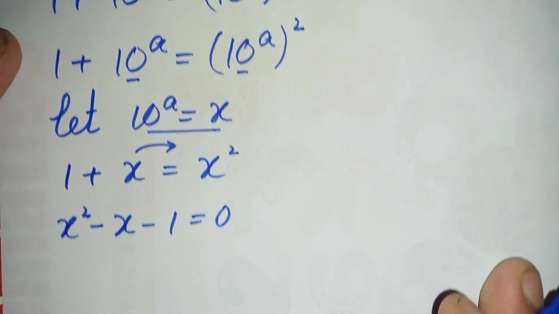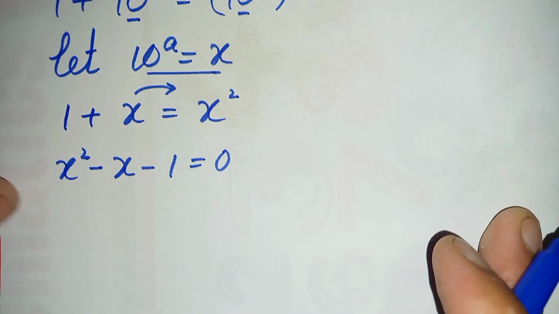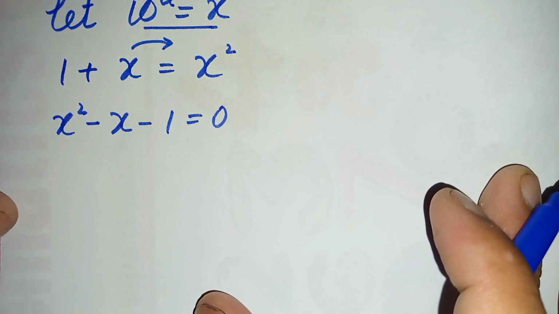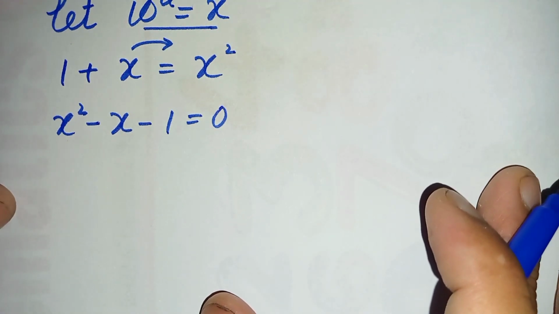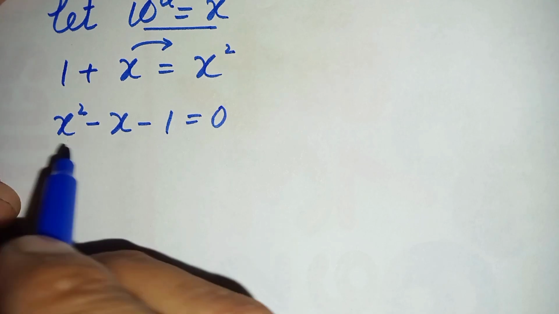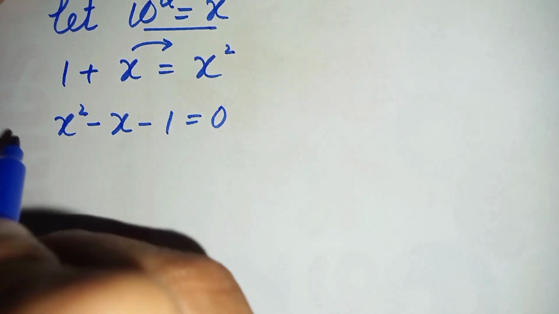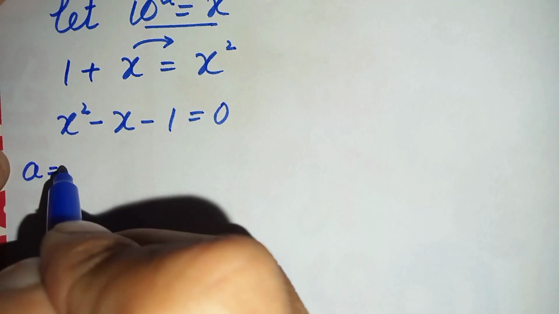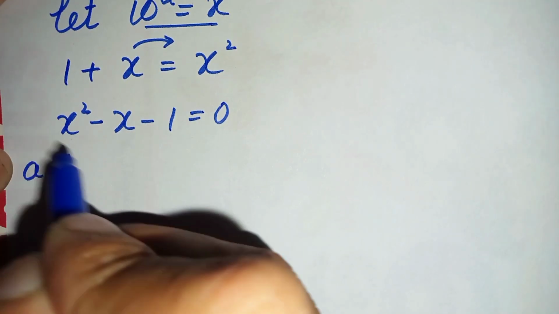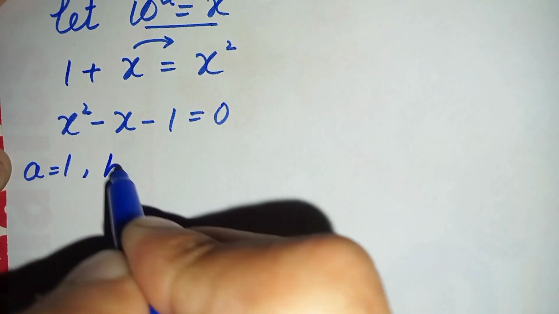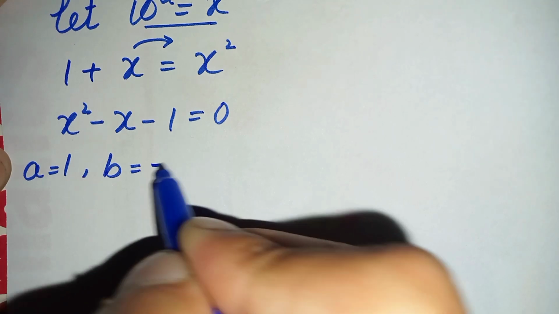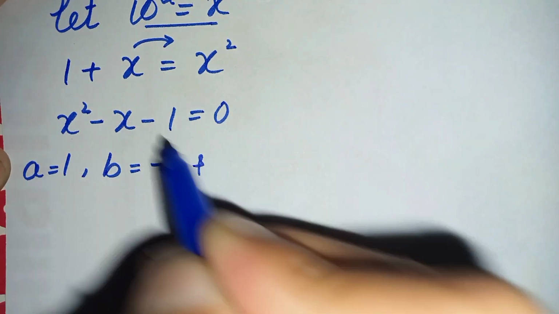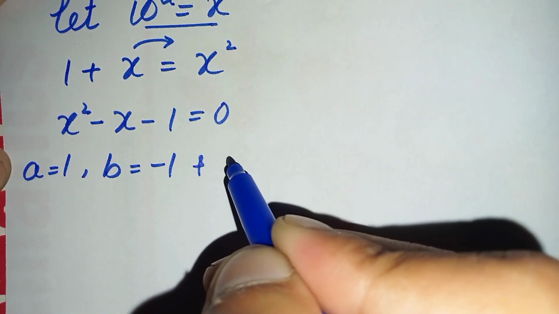Now this is a quadratic equation. Now here we cannot solve this quadratic equation by factorization method. So here we will use the quadratic formula to find the roots of this quadratic equation. And to use the quadratic formula, first we will write the values of a, b and c. So the value of a is 1, the value of b is -1, and the value of c is the constant term which is -1.